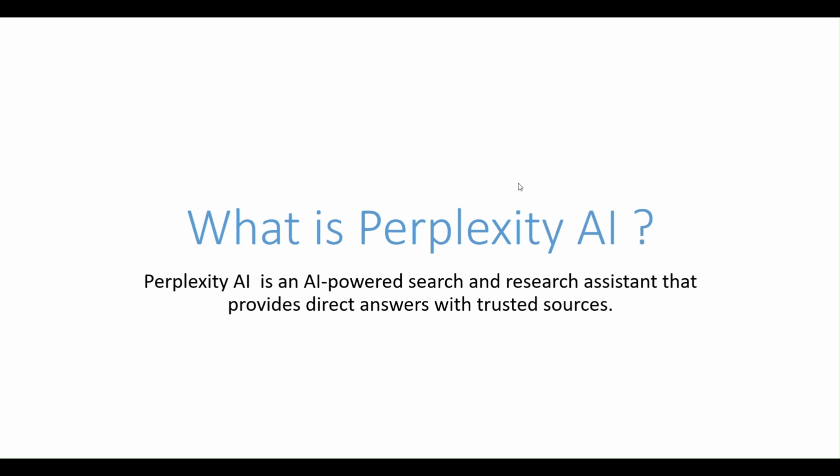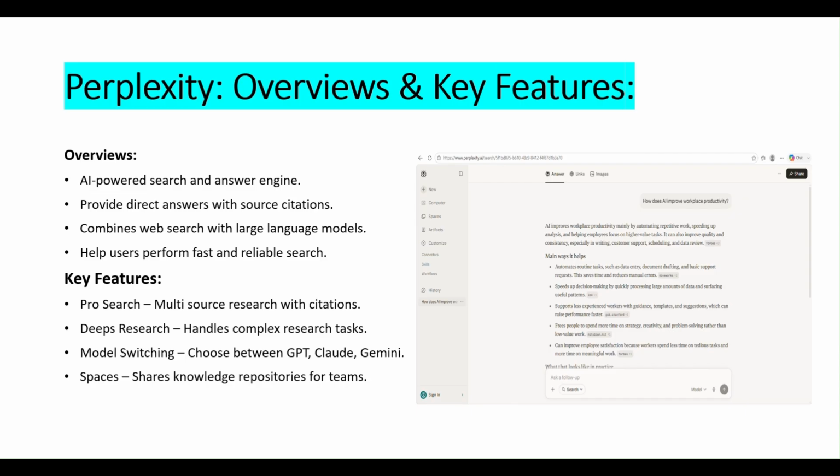So, now let's look at the overview and key features of it. Perplexity combines AI with real-time web search. So, the information is both smart and up to date. It helps users save time and makes research much more efficient. Some important features are Pro search for detailed responses, deep research for analyzing information from multiple sources, model switching to choose different AI models, and spaces, which help organize projects and collaborate with others.